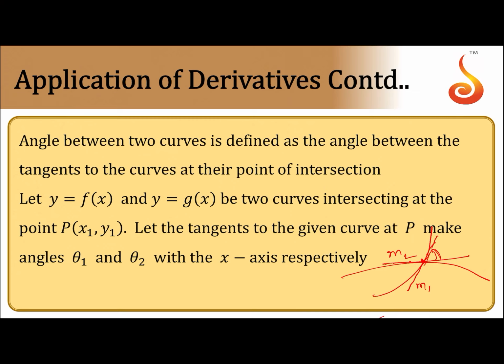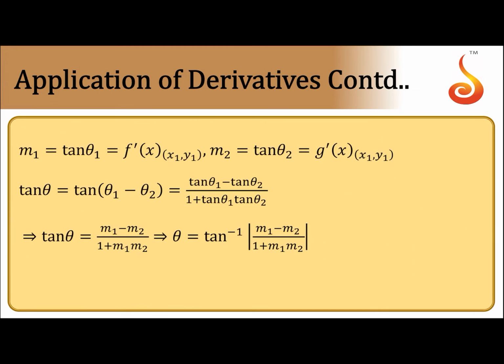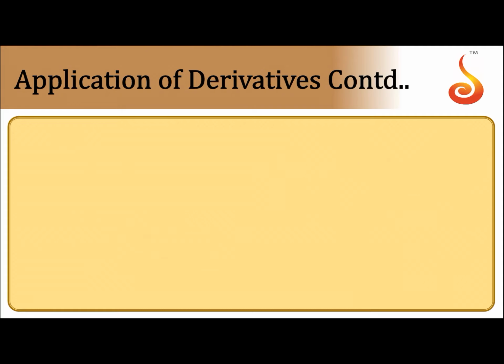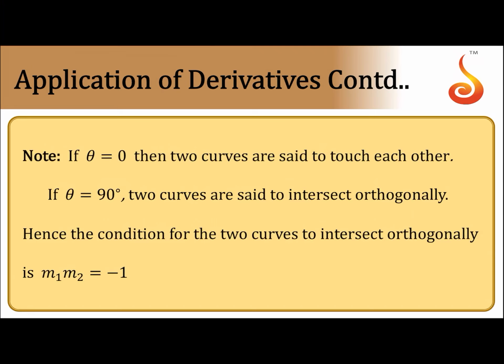Then calculate the angle between them using the formula tan theta equals (m1 minus m2) by (1 plus m1 m2), provided m1 m2 is not minus 1. Suppose m1 m2 equals minus 1, the curves are said to cut each other orthogonally, and the angle between them is 90 degrees. Suppose the two curves are touching each other, then m1 equals m2, the two tangents are parallel to each other, and the curves are said to touch each other.